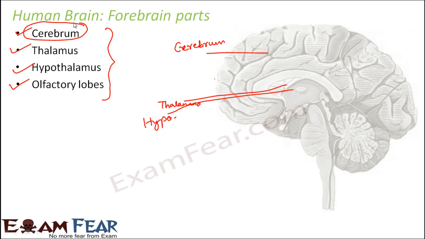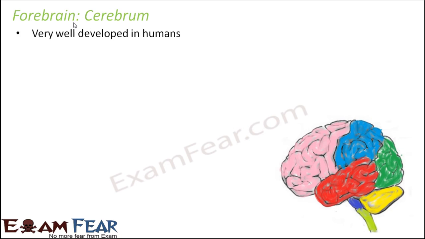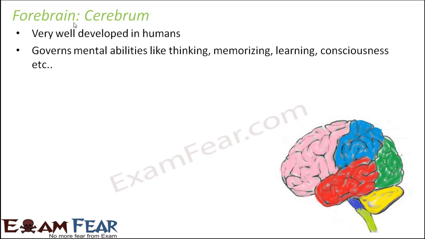Let us try to see what the cerebrum is. Cerebrum is very well developed in humans. It governs all the mental abilities like thinking, memorizing, learning, consciousness, etc. Basically, the power to think is present in the cerebrum, and obviously that is very much developed in human beings. Not all animals have the ability to think, and that is why we say that human beings are one of the best animals because of their power to think. This thinking ability is present in the cerebrum.